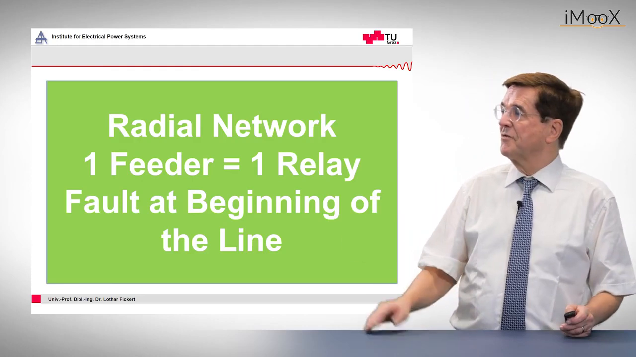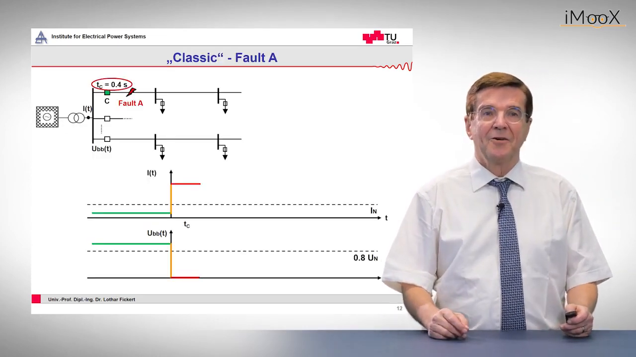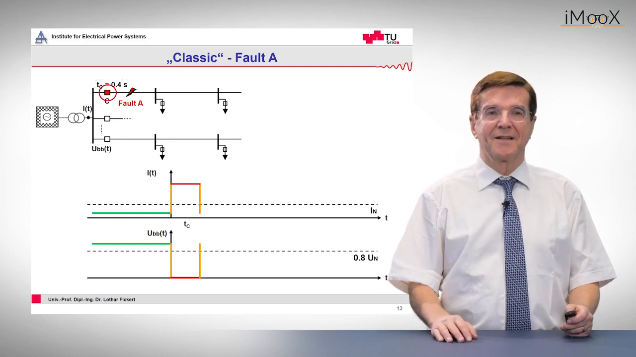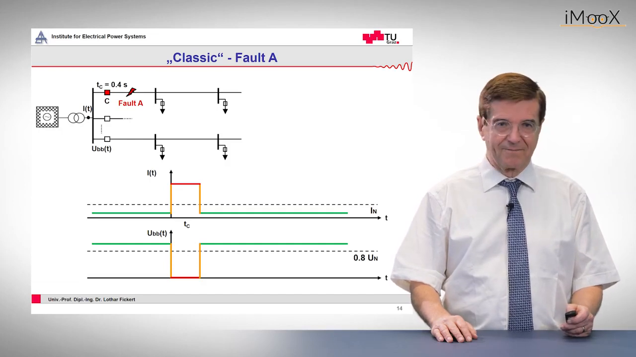The same happens if the fault is at the beginning of the line. So the fault occurs and the timer starts to run. After this, the timer has tripped and the fault is cleared.